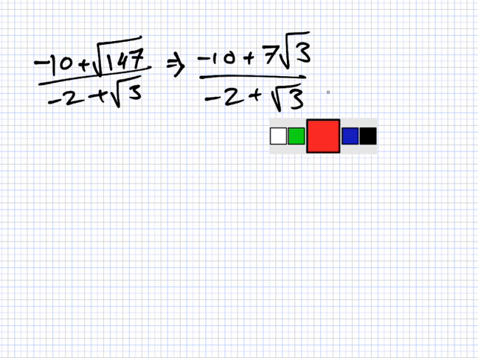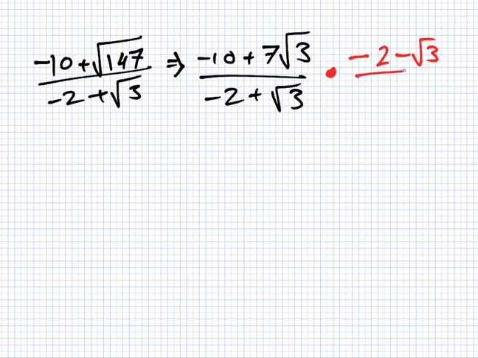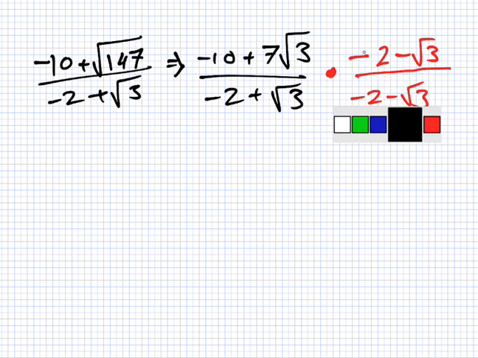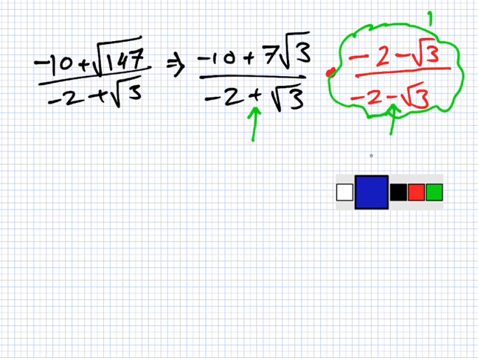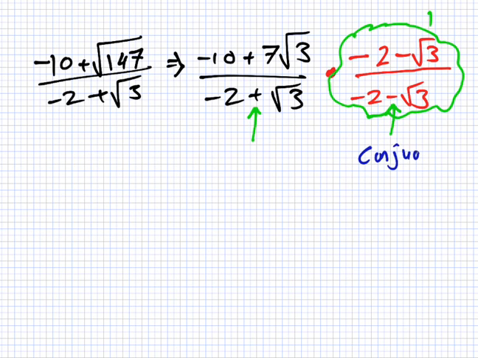Look, what you need to do here is you multiply the top by minus 2 minus root 3 and the bottom by minus 2 minus root 3. Now, if you look at this, this is 1. So you are allowed to multiply by 1 because it doesn't change anything. It looks nearly the same except the plus becomes a minus. For vocabulary, this is called the conjugate of minus 2 plus root 3. You just change the sign of the root.